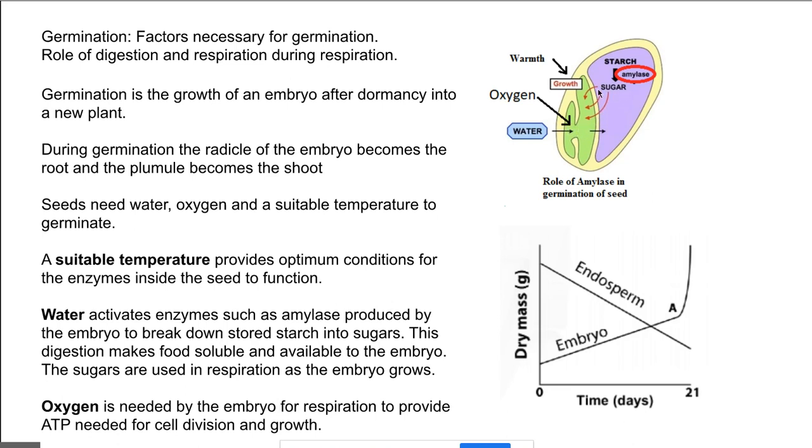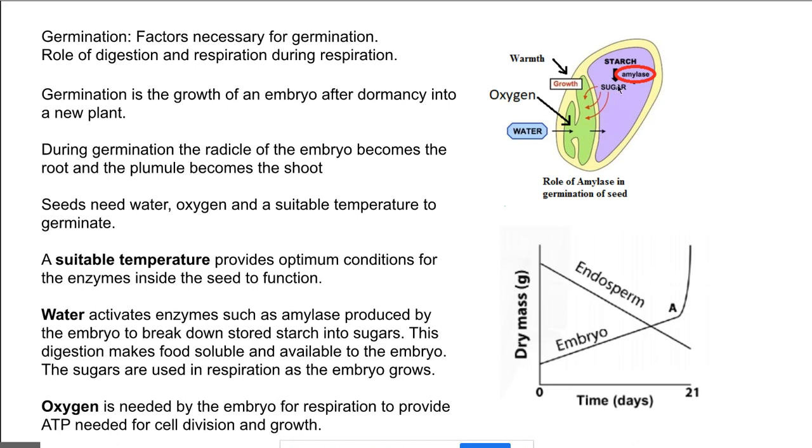And seeds also have a food store. Now, this food store could be in the form of a cotyledon, or it could be in the form of an endosperm. So the food store is going to be a store of starch inside the seed. And this is why we eat seeds as a food store, because of the starch that's in the seeds.